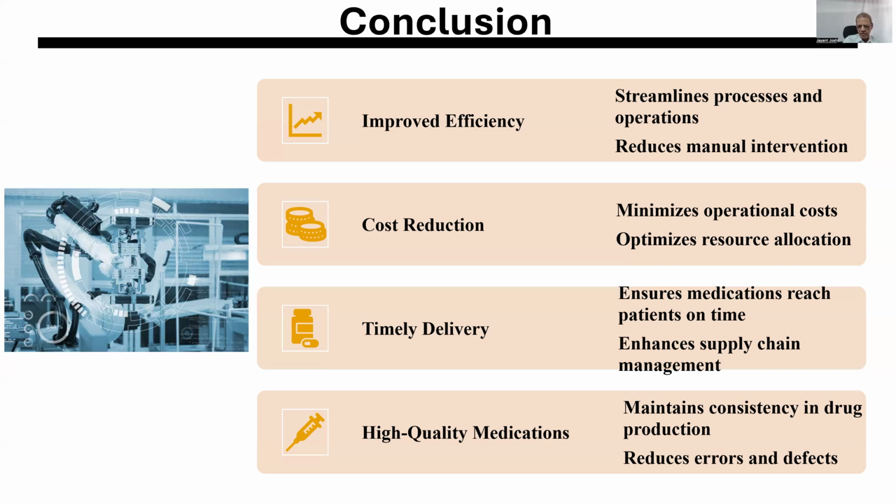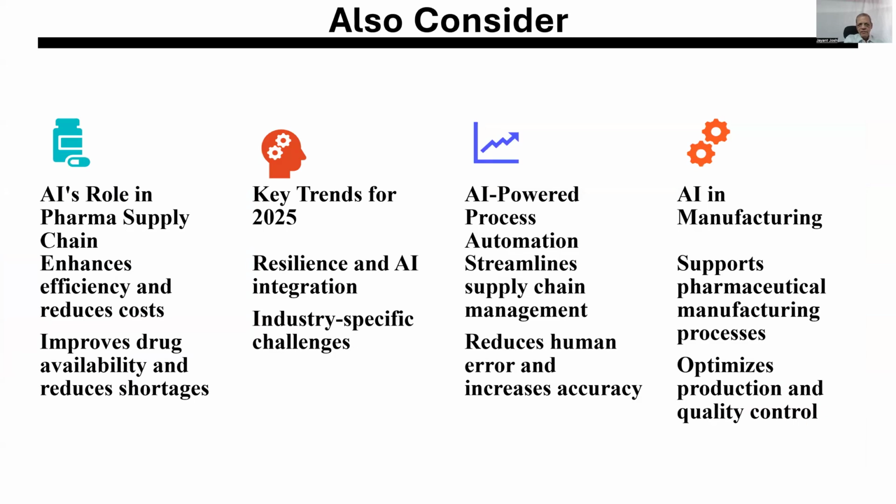And finally, high quality medication maintains the consistency in drug production and reduces errors and defects. I have a few more considerations which you should think about when you are looking at the role of artificial intelligence in the supply chain, not just on efficiency or reducing cost, but finally improving drug availability, product availability, supporting customers' expectations and reducing shortages, which is more important.